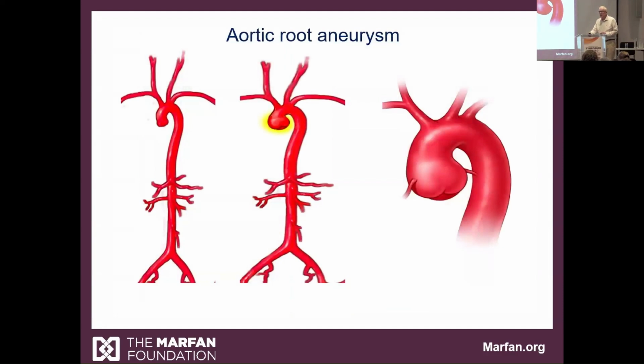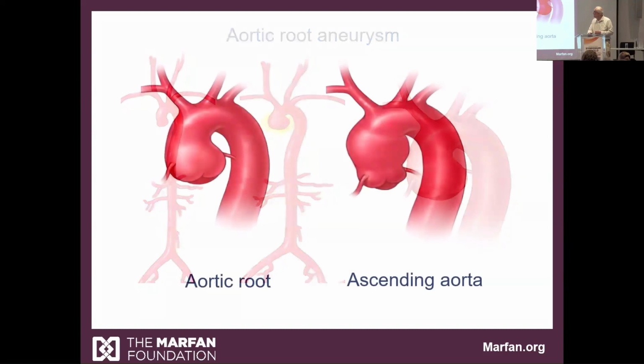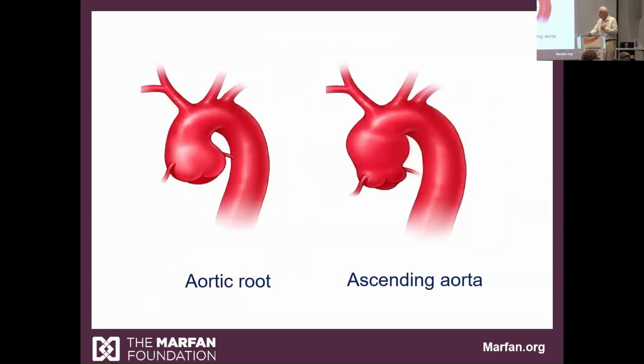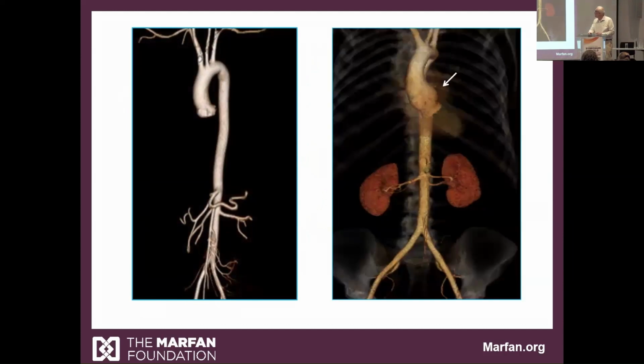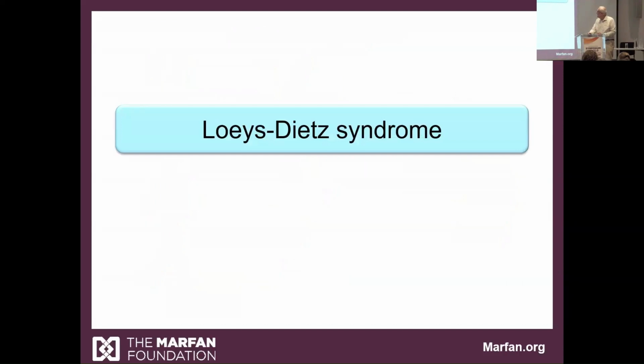Now, I talked about the patterns on the physical examination, but in imaging, there are also patterns. This is a normal aorta on the left, and the aortic root, the first part of the aorta, is commonly affected in Marfan syndrome. But sometimes not only the root, but the ascending aorta just above. So these patterns are quite particular to us, and there's a difference between root and ascending aorta. So this is, again, a normal imaging study of the aorta, and this is a Marfan patient with a root enlargement. I'm going to move on to Loeys-Dietz syndrome.